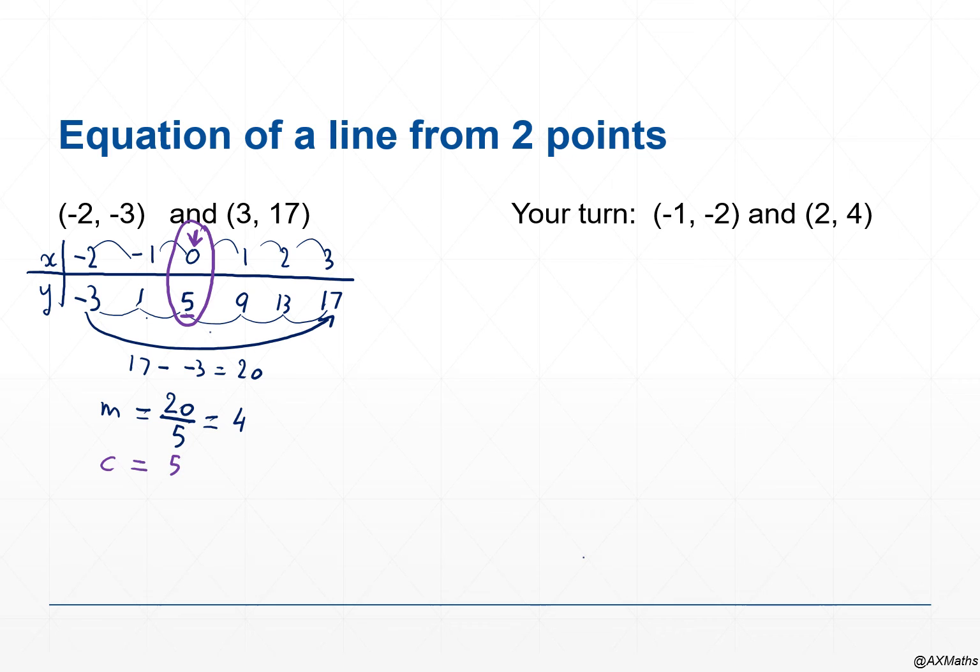You now have both ingredients. You need to put it back into your equation form. Y equals, the gradient is 4, so 4x add 5, and this is the equation of a line. You have a second example to do on the right hand side, so I'm going to let you do it, and on the next slide you will see the correction.